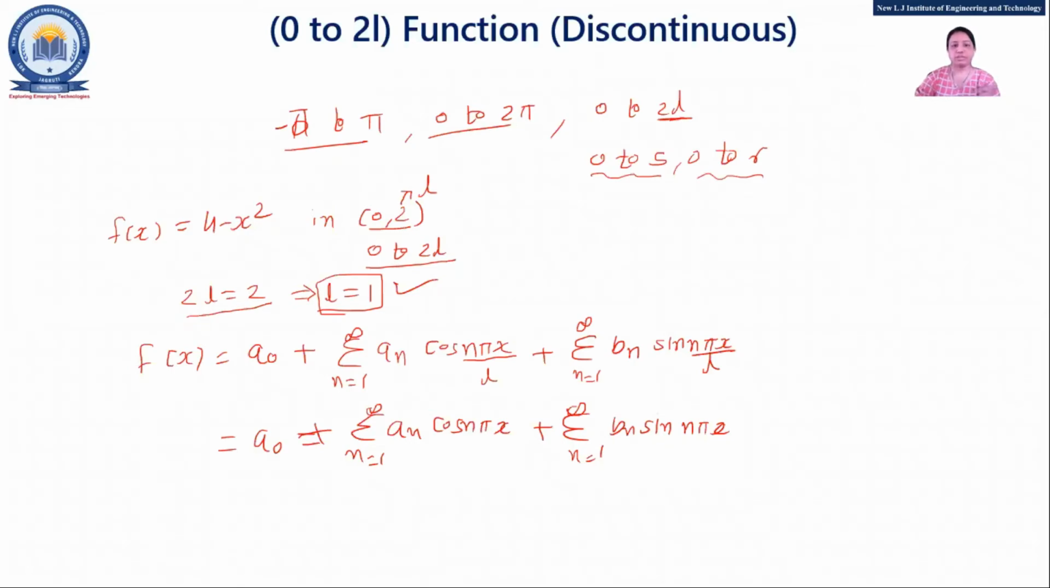So this is changed here, because in the examples we have seen previously, the L will not be there, right? Only pi or 2 pi. So that's why it is somewhat different.